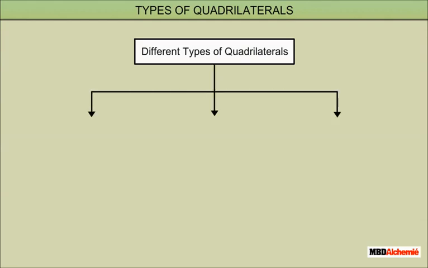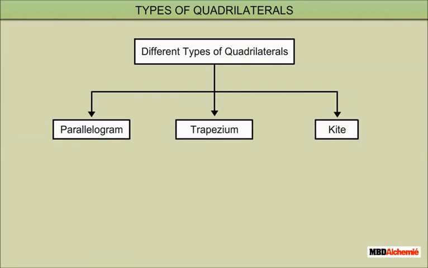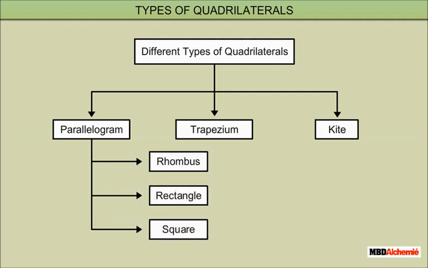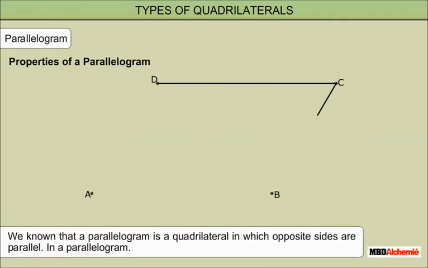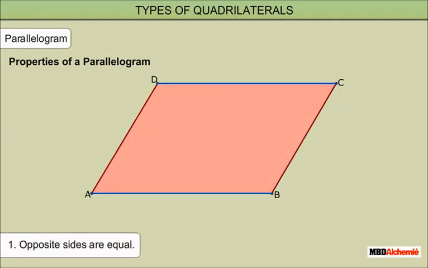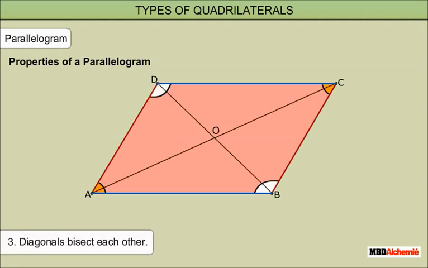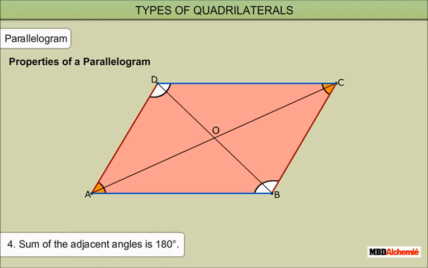Quadrilaterals can be classified into three types, namely parallelogram, trapezium and kite. Parallelogram is further divided into three types: rhombus, rectangle and square. Parallelogram. Properties of parallelogram. We know that a parallelogram is a quadrilateral in which opposite sides are parallel. In a parallelogram, opposite sides are equal, opposite angles are equal, diagonals bisect each other, and the sum of the adjacent angles is 180 degrees.